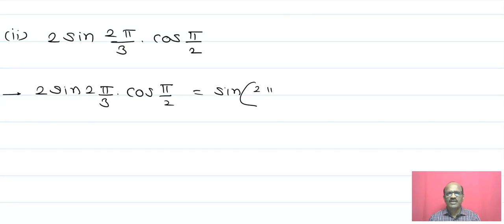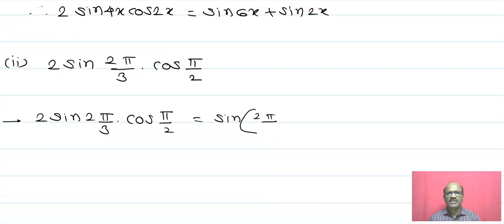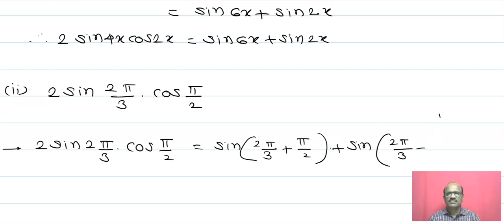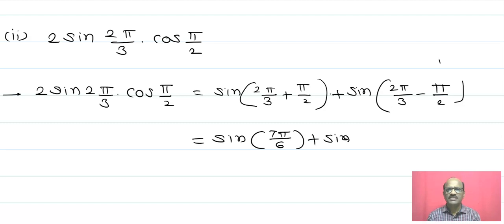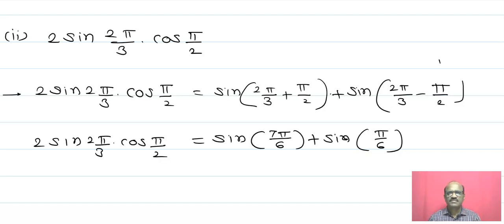But still I am giving the solution of that: 2 sin of 2 pi by 3 into cos of pi by 2 is equal to, again the addition of these two angles, 2 sin of (2 pi by 3 plus pi by 2) plus sin of (2 pi by 3 minus pi by 2). If you add these two, then we will get sin of 7 pi by 6 plus sin of pi by 6. This is the answer.